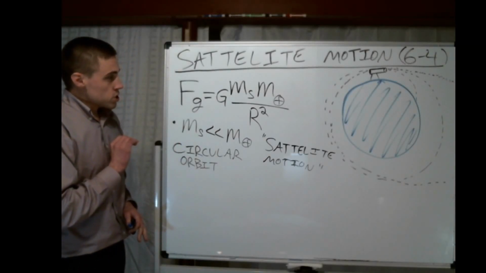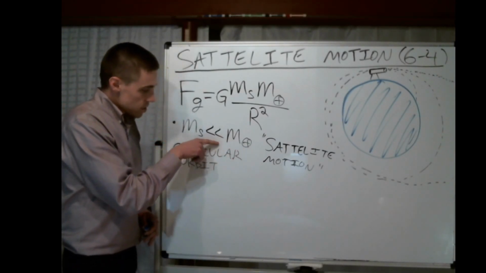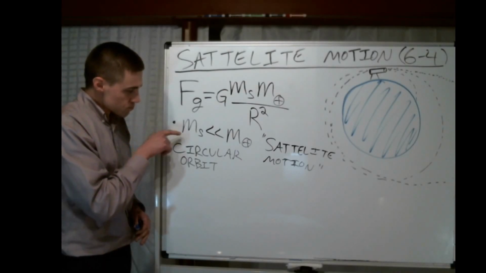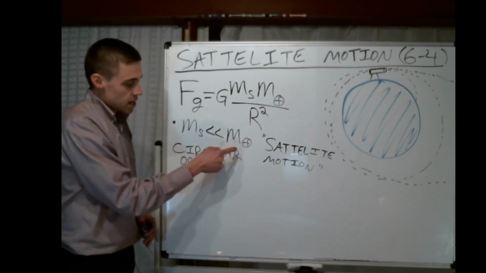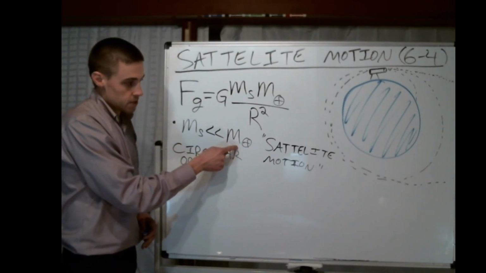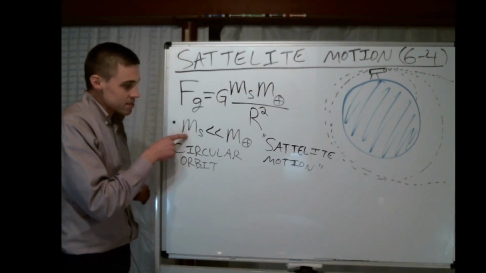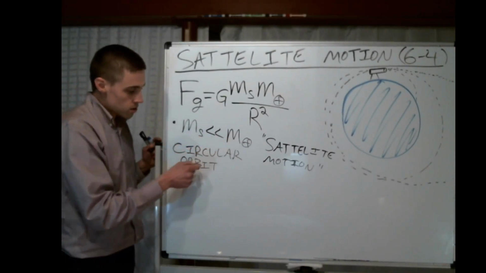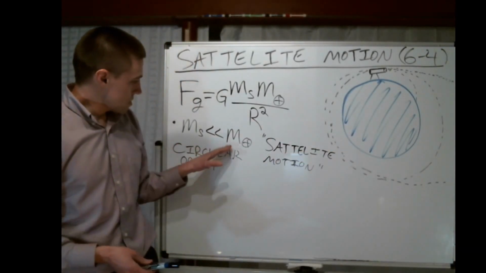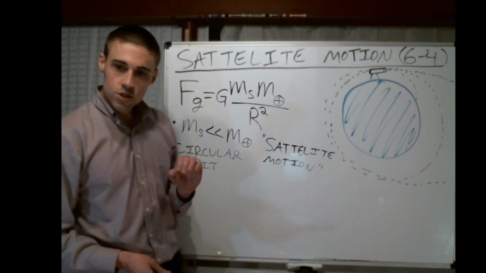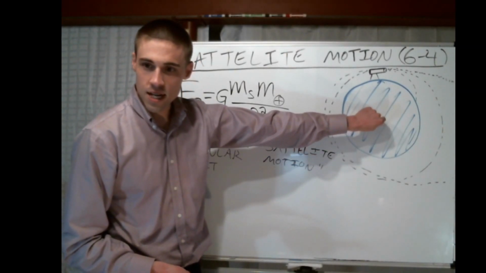The satellite motion describes a certain limiting case in orbits where we take the mass of the satellite, ms, to be a lot less than the mass of the central gravitating body, in this case, the mass of the Earth. In this limit, where ms is much, much smaller than the mass of the Earth, what we're essentially doing is saying, we're going to take the Earth and just fix it, nail it down in place.